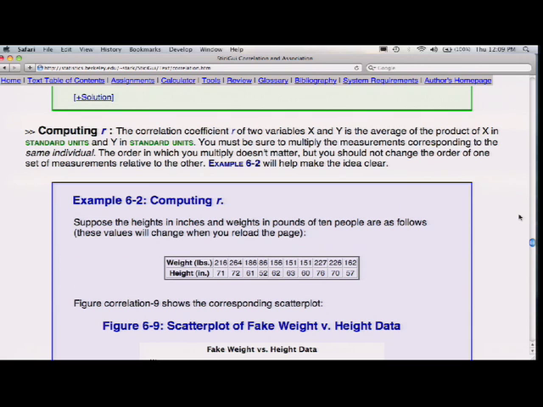Okay, you need to keep the pairing right. If we're looking at verbal GMAT and quantitative GMAT, the value of verbal GMAT in standard units that we multiply times a given value of quantitative GMAT in standard units has to be for the same student, right? We got to keep the pairing, right? We're multiplying two measurements for the same individuals. Got to keep the order the same.